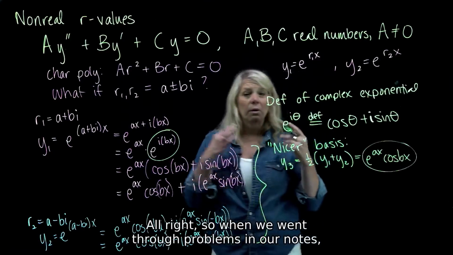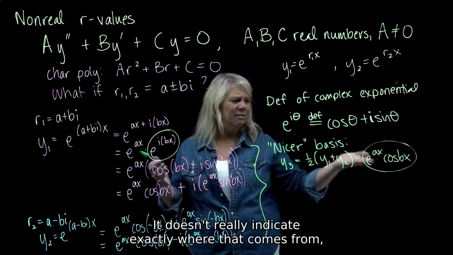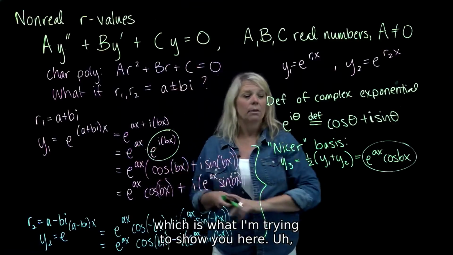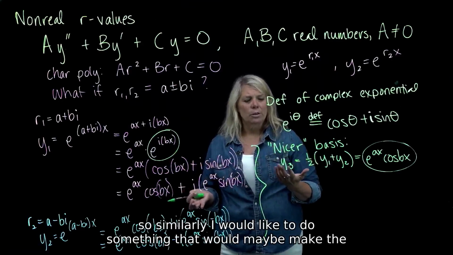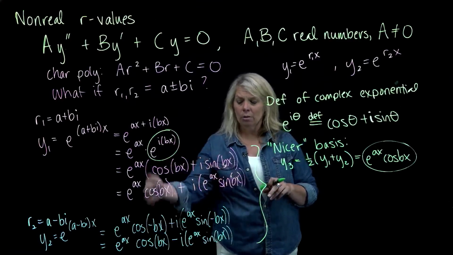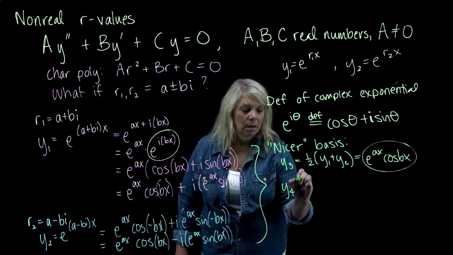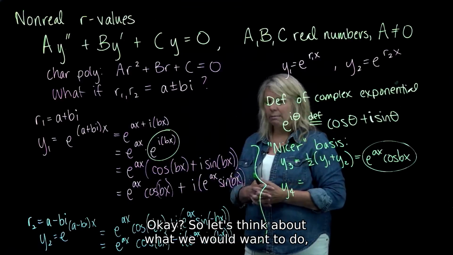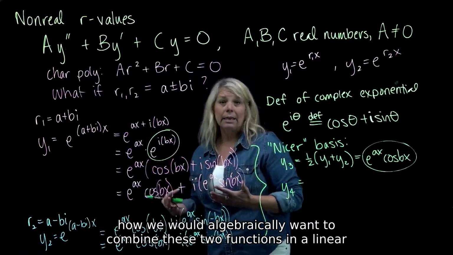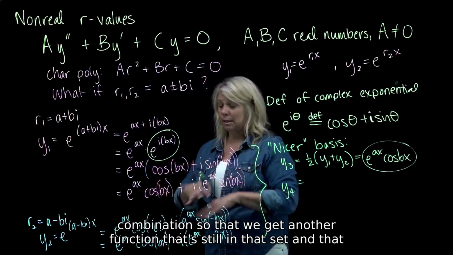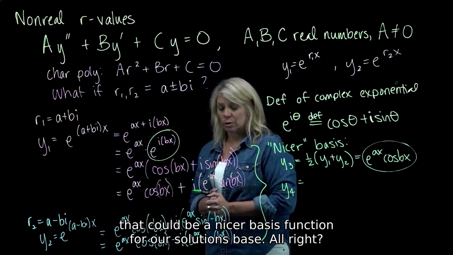All right, so when we went through problems in our notes, it indicates that this is a solution. It doesn't really indicate exactly where that comes from, which is what I'm trying to show you here. So similarly, I would like to do something that would maybe make the cosine terms drop out so that I end up with the sine terms here. Let's think about how we would algebraically want to combine these two functions in a linear combination so that we get another function that's still in that set and that could be a nicer basis function for our solution space.